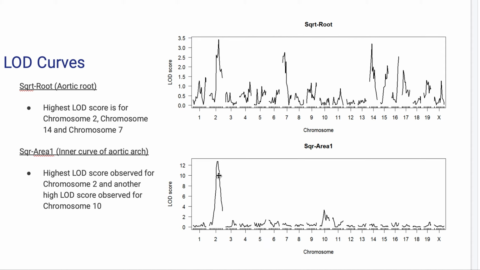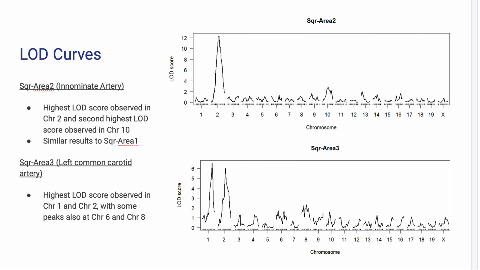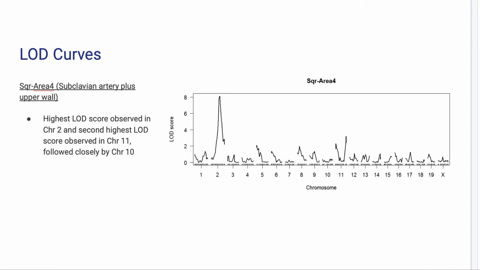For phenotype 1, which is the inner curve of the aortic arch, the highest LOD or log odds score observed was for chromosome 2, and also in chromosome 10, which was similar to our source article. Keep going here in phenotype number 3 with square area 2, which is the innominate artery, and also here the highest LOD peak is chromosome 2. And here again with phenotype 4, we see chromosome 1 and chromosome 2 playing a large role. And in the final phenotype 5, we see chromosome 2 again playing a large role.